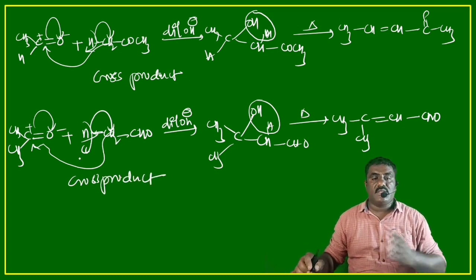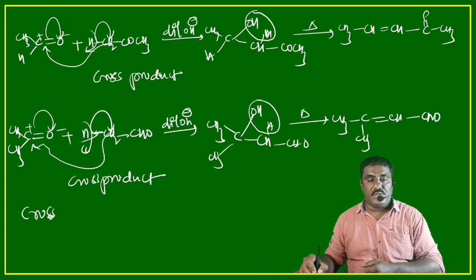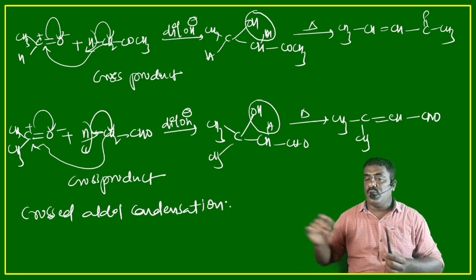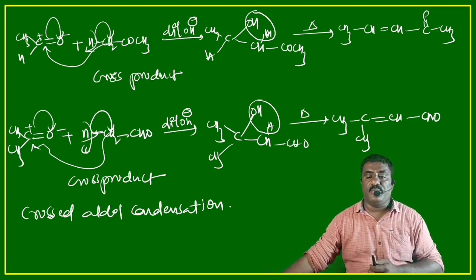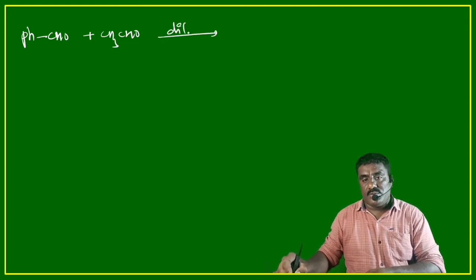This reaction is one where one is an aldehyde and another one is a ketone. It is a crossed aldol condensation. During crossed aldol condensation, it can give four products. Let's take an example. Have a look at this example: PhCHO, benzaldehyde, with CH3CHO, acetaldehyde, in the presence of dilute sodium hydroxide.